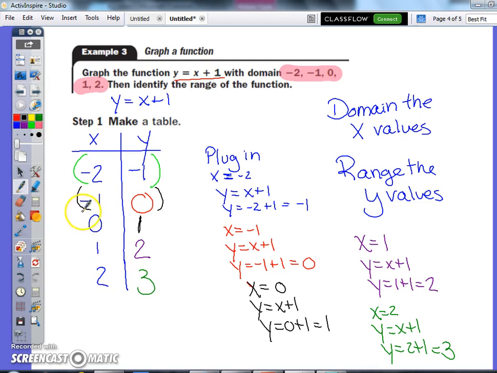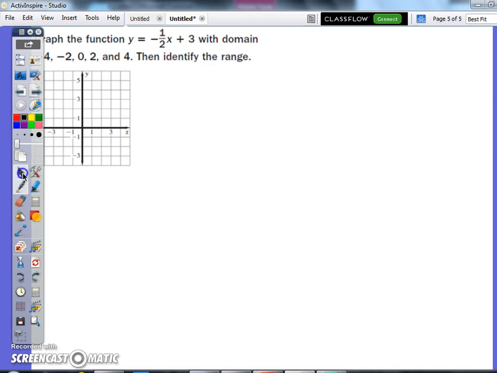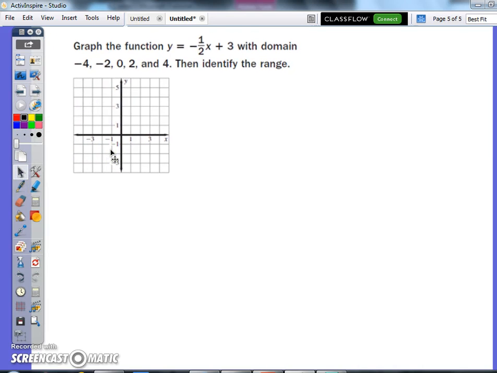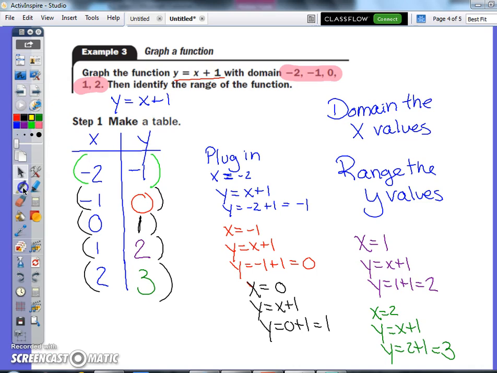Here's an ordered pair, second ordered pair. And we can plot each of these ordered pairs, and they will create a line. And we're going to get to that eventually, but that's what they create. So pause if you need to. So here it says graph the function with the domain, and then identify the range. Let me go back for a minute. All of these numbers all along here, this is your range. The y values are your range. Your range is -1, 0, 1, 2, and 3.